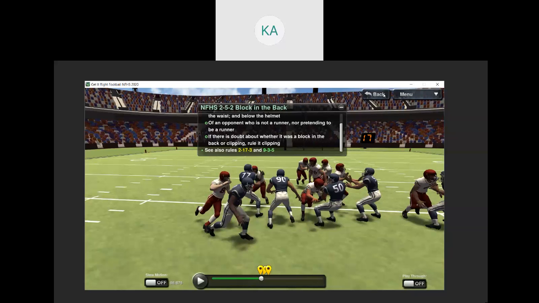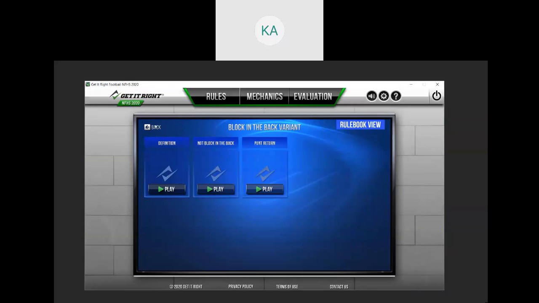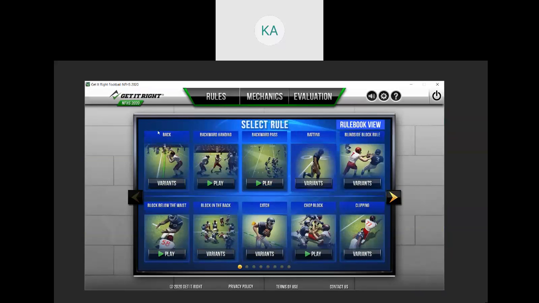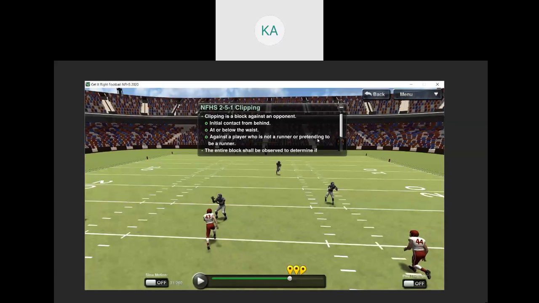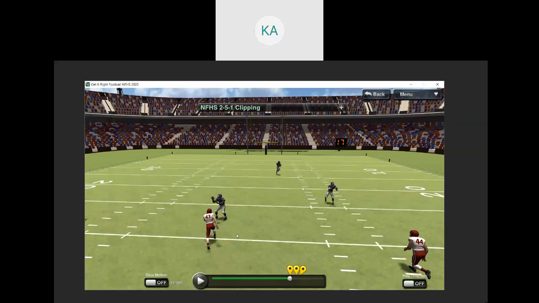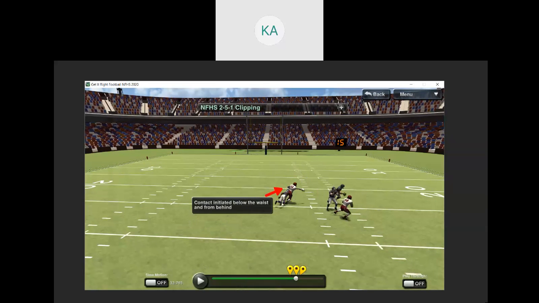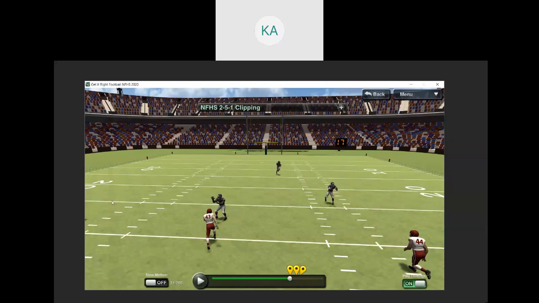Perfect. Thank you. Okay. And with that, let's take a quick look at clipping here. And again, we're going to present a situation where we're looking for that chase scenario. Defender throws him down, and then the guy gets up, chases him, and then gets him in the back. Do a playthrough.